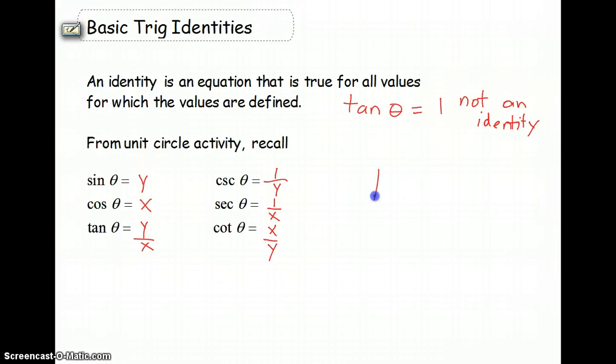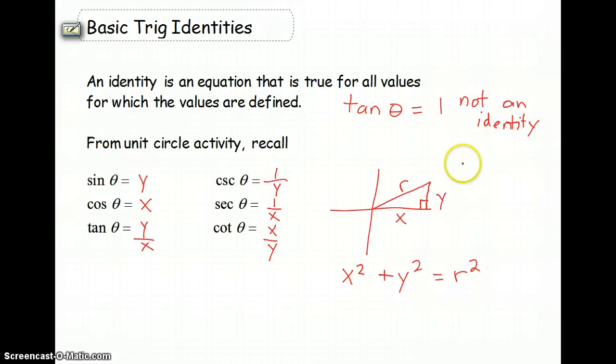So let's recall from our unit circle. If I draw in my terminal ray here and I drop down my perpendicular to make my right triangle, we define this as x, this is y, and this is r. We can get one identity because for a right triangle we know that what's always true? Pythagorean theorem, right? So I can say that x squared plus y squared equals r squared. And this is an identity because it's always true. Okay, whatever values, as long as it's a right triangle, Pythagorean theorem is going to be true.